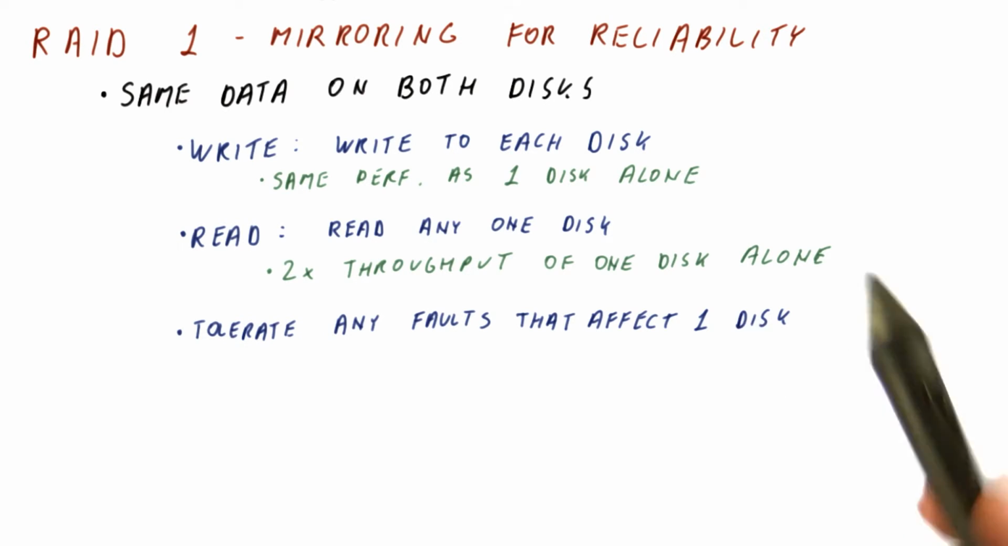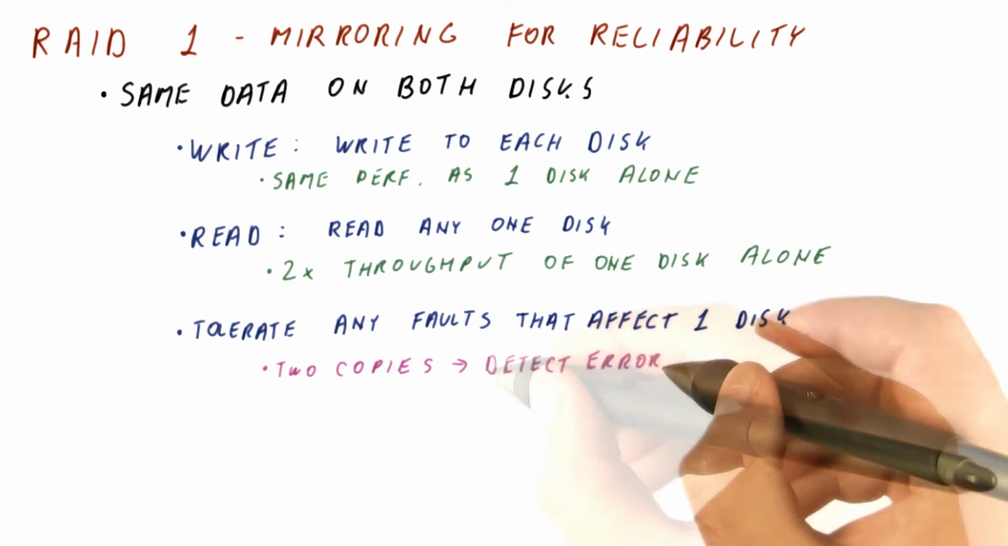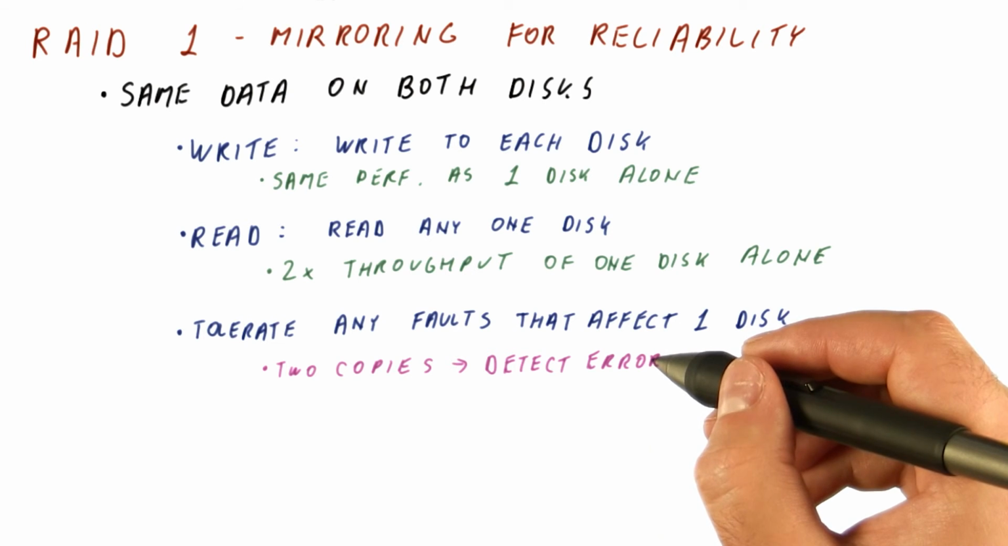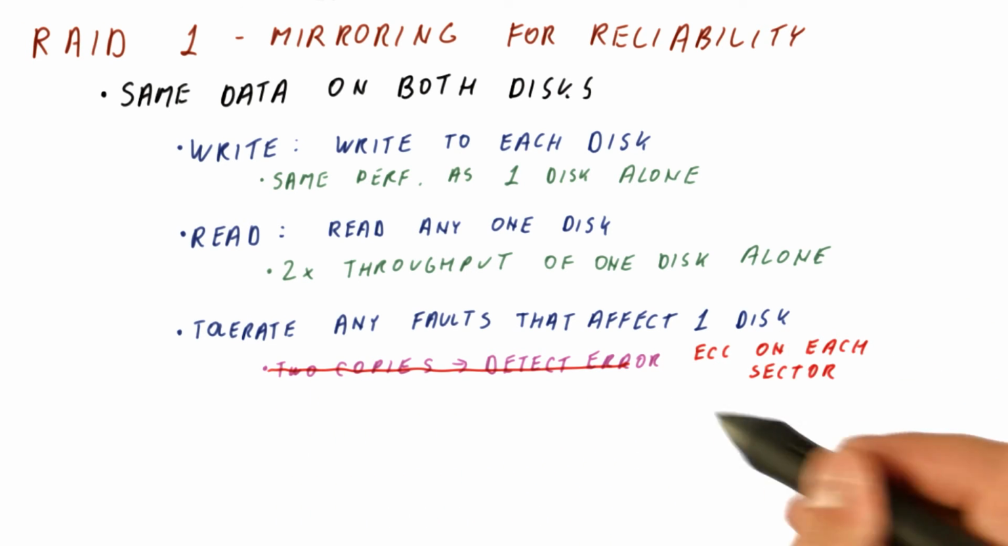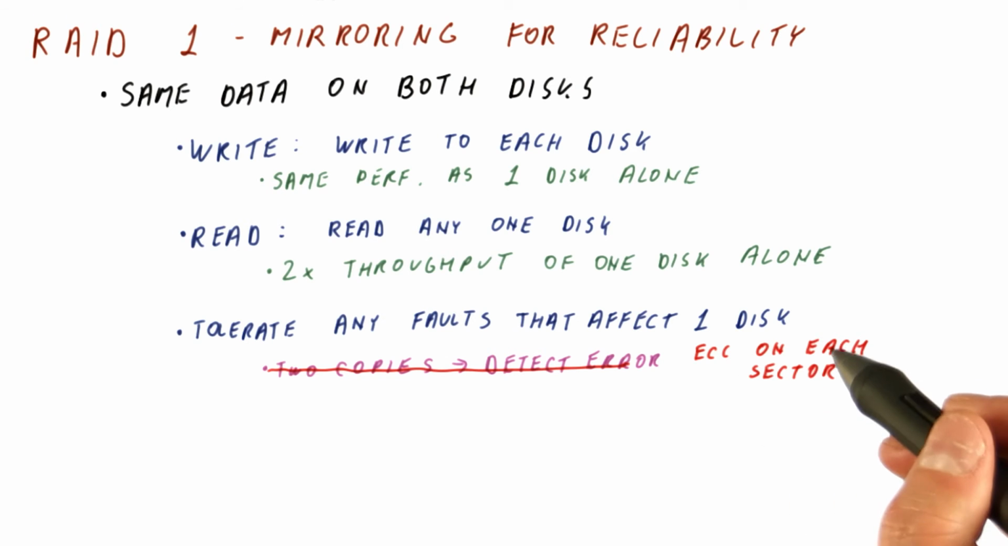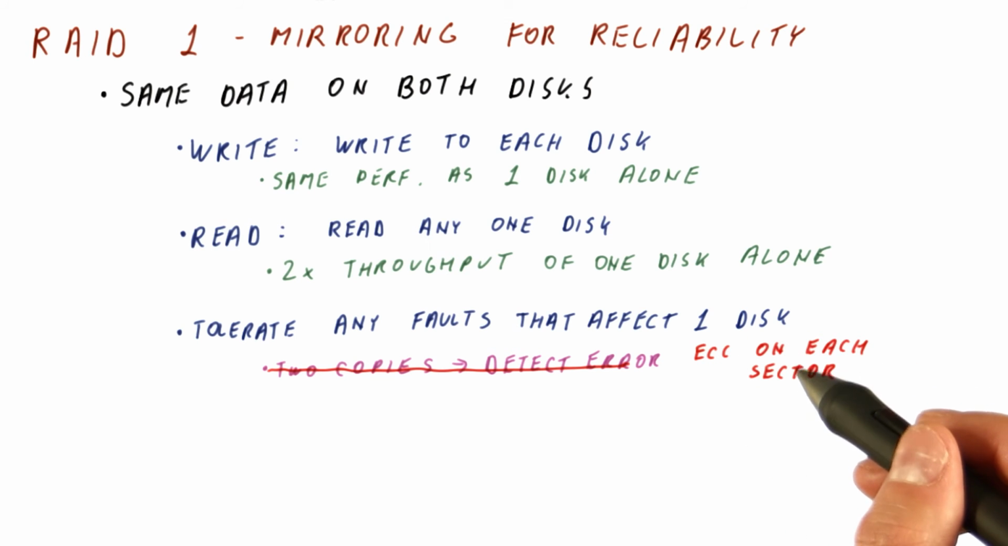So remember when we said that we have two copies of something and we can detect but not correct the error? For disks, this is not true, because the ECC on each sector of each of the disks will detect errors that occur already. So now that we know which one has an error, we can always use the other one that doesn't have an error there. So if you have two copies of something and you know which copy is wrong, then you can, of course, correct the error simply by reading the correct copy.